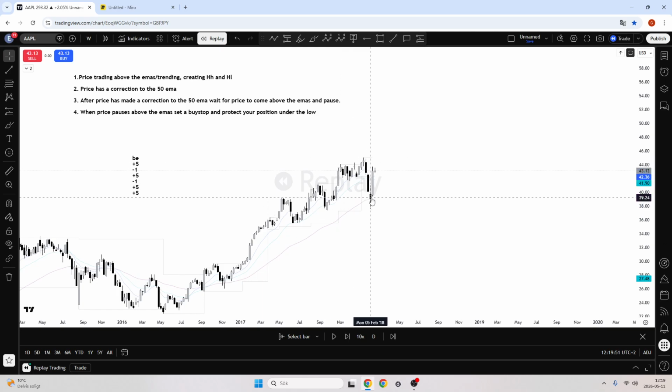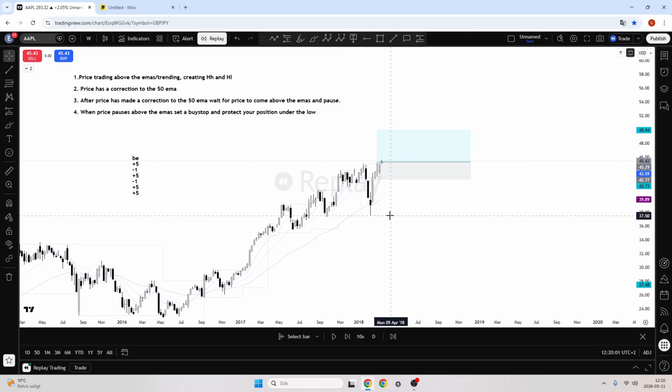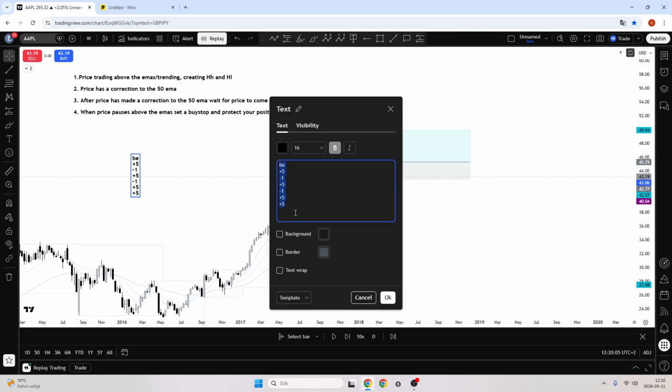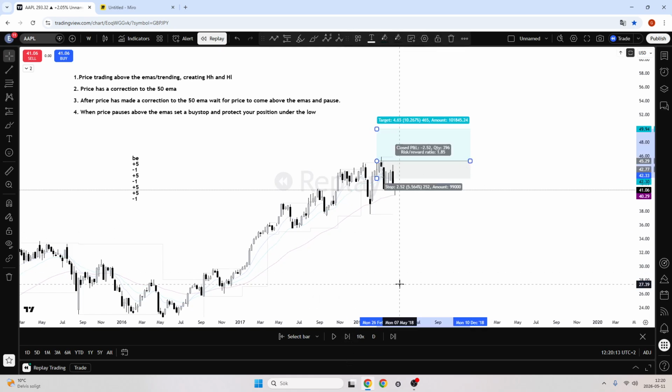So we are flushing down to the 50 MA. Let's see if we can pause here. We are actually pausing here, so we would simply take this trade right here and throw our stop loss at this point right there and take -1. Bigger pause right here, but yeah.